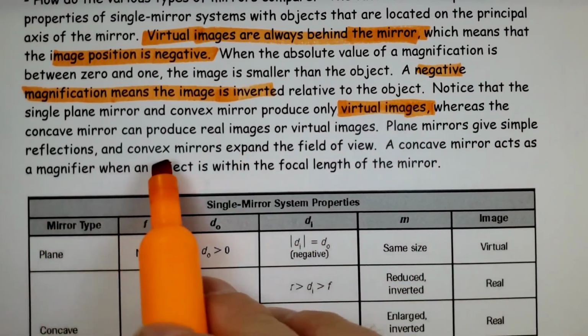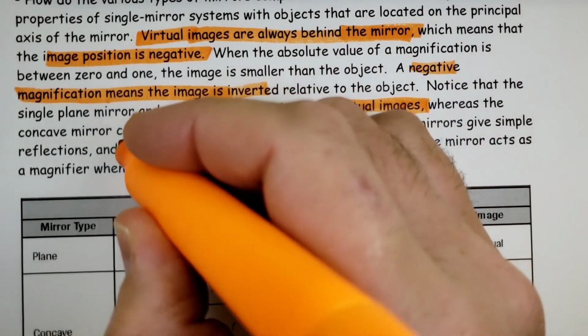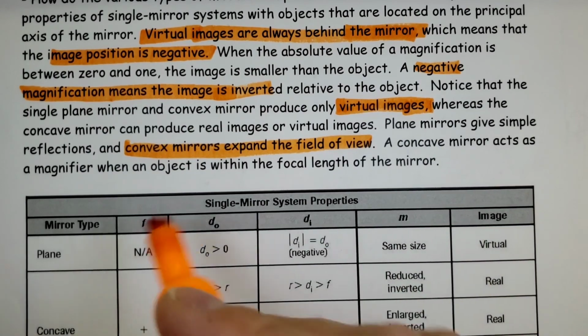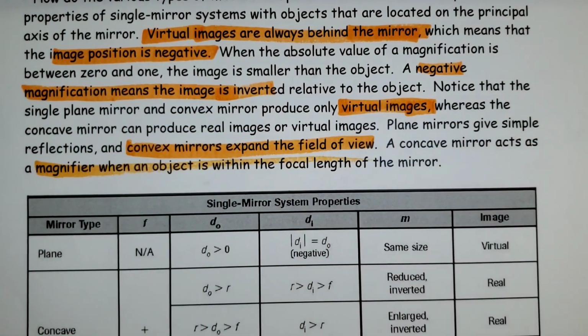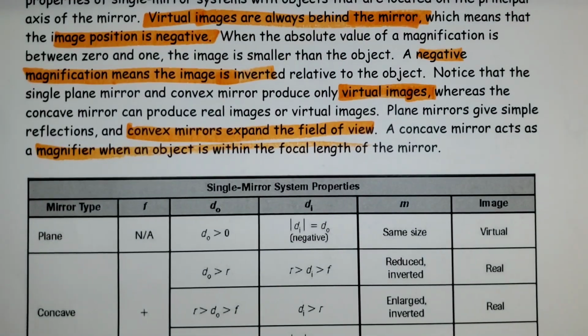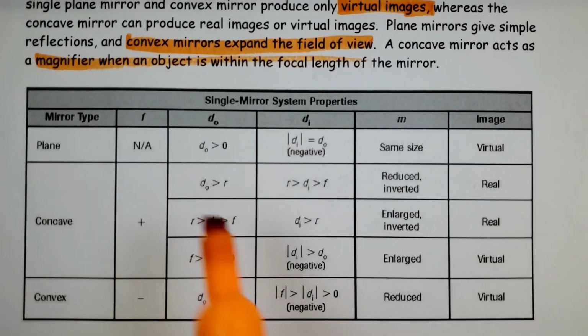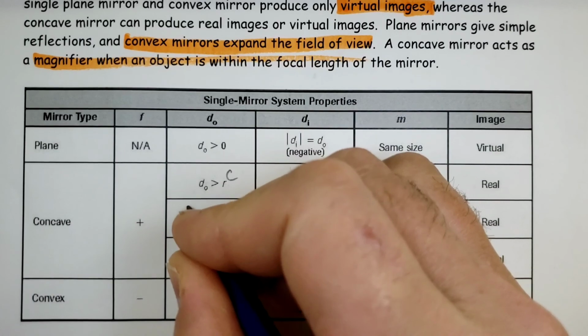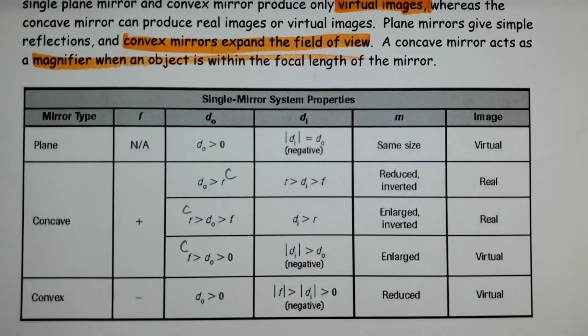Plane mirrors give simple reflections. Convex mirrors increase the field of view, so quite often they're used as security mirrors in stores. A concave mirror can act as a magnifier if the object is within the focal length, because the image will appear larger. So looking at these, wherever you see an R, you could exchange that for C, the center. From the center of the mirror to the mirror is the same thing as the radius.